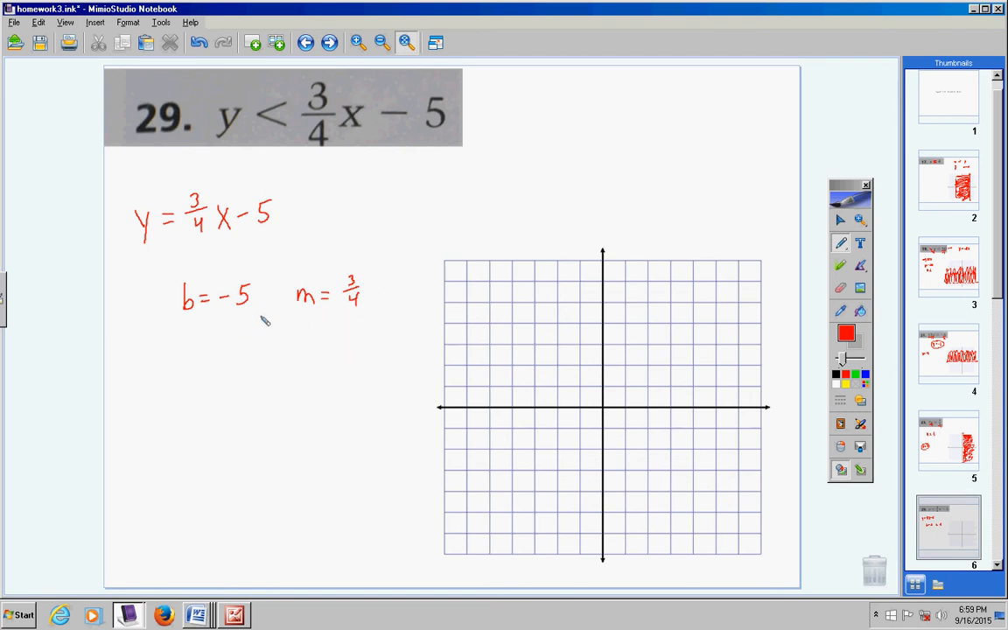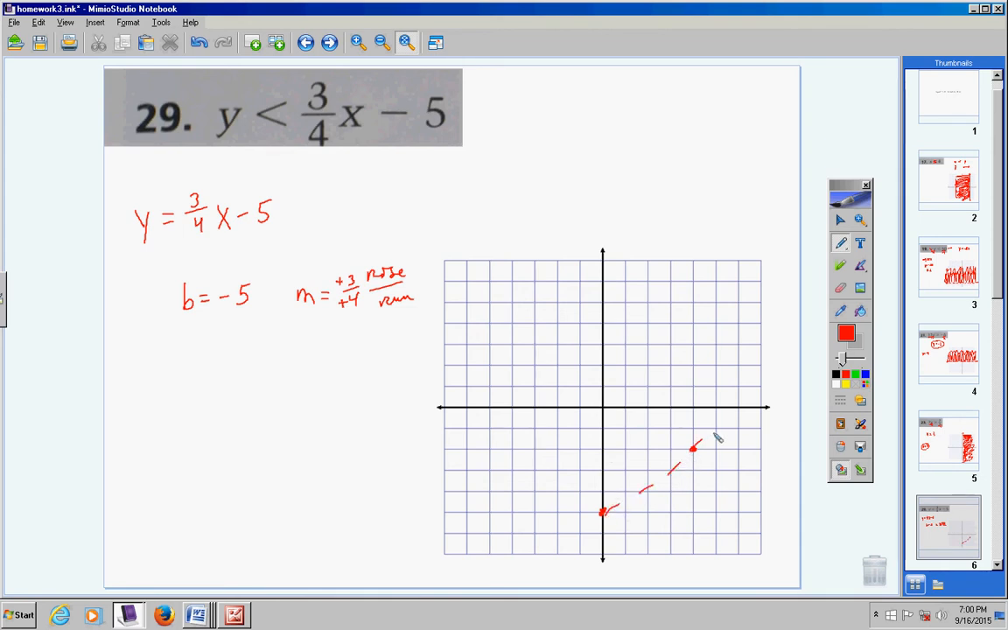Piece of cake. Go to -5 on the y-axis. 1, 2, 3, 4, 5. Then from there I'm going to rise 3 and run 4. So rise 3, 1, 2, 3, run 4, 1, 2, 3, 4. Now, why did I go up and to the right? Because 3 is positive and 4 is positive. So positive is up and positive is to the right. And then draw your line.